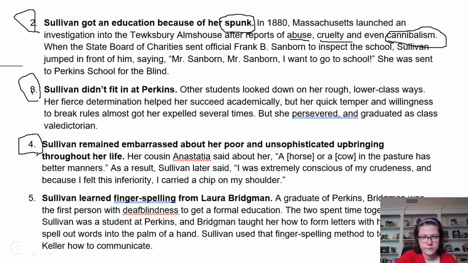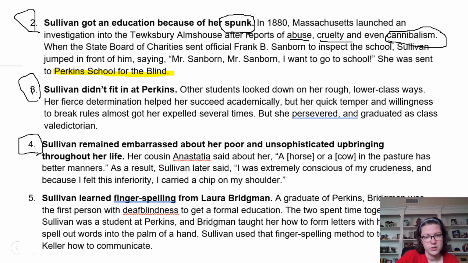When the State Board of Charities sent official Frank B. Sanborn to inspect the school, Sullivan jumped in front of him saying, "Mr. Sanborn, I want to go to school." She was sent to the Perkins School for the Blind. We saw that scene in the clip that we watched in class, so this should be familiar.